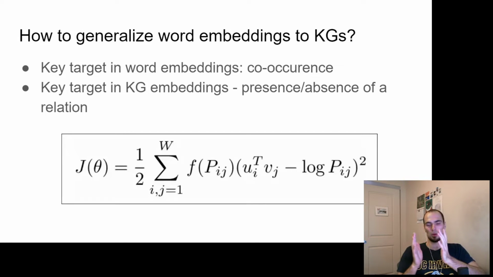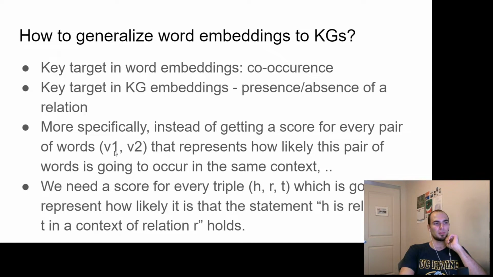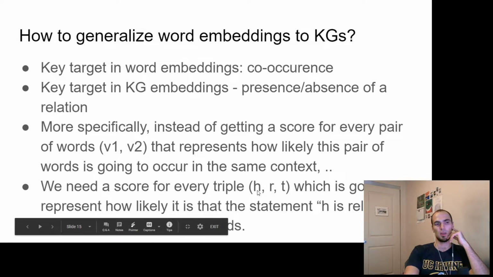So it seems that we need to somehow obtain a more flexible representation for every word, so that the vectors appear close in the context of one relation, and they don't appear close in the context of another relation. So more specifically, previously we were working with pairs, just pairs of words, and we want some score for every pair of how likely this pair of words is going to occur in a sentence. Now, when we're moving to knowledge graph embeddings, we're looking at triples, and we want a score for every triple that is going to answer us whether or not this statement holds. So the triple consists of a head, relation, and a tail. So Mary likes John, Mary is the head, relation is likes, and tail is John.